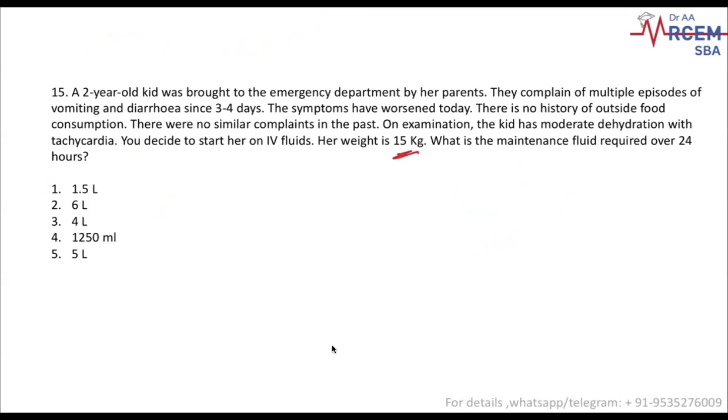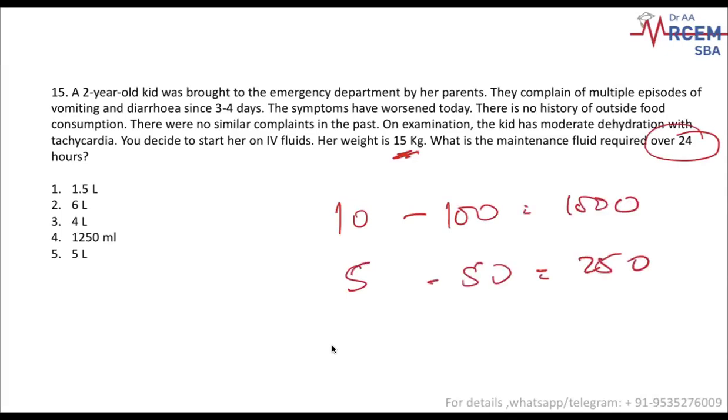The weight is given, and they are asking about the maintenance fluid over 24 hours. So the first 10 kgs is 100 per kg. The next 5 kgs is 50 per kg. So this will be 1000, and this will be 250. So the total will be 1250 ml. So the right answer is the fourth one.